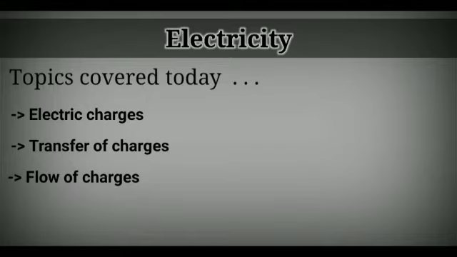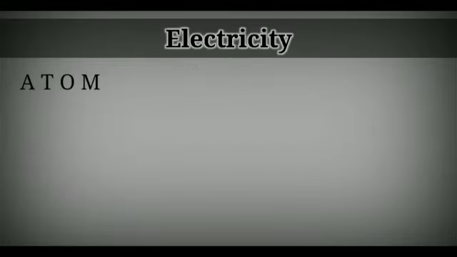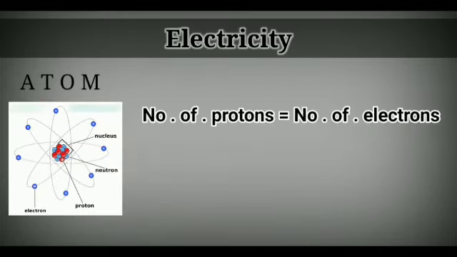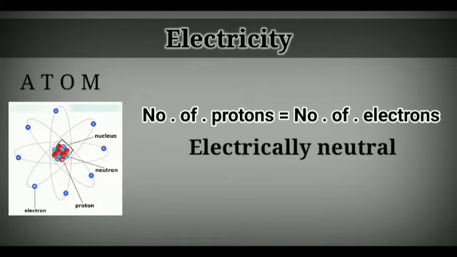First, let us see about the atom. An atom consists of protons, electrons and neutrons, which are called subatomic particles. Protons and neutrons are found inside the nucleus, which is at the center of the atom. Electrons revolve around the nucleus in a circular path called an orbit. In an atom, the number of protons and the number of electrons will be equal. Thus, an atom as a whole is electrically neutral.